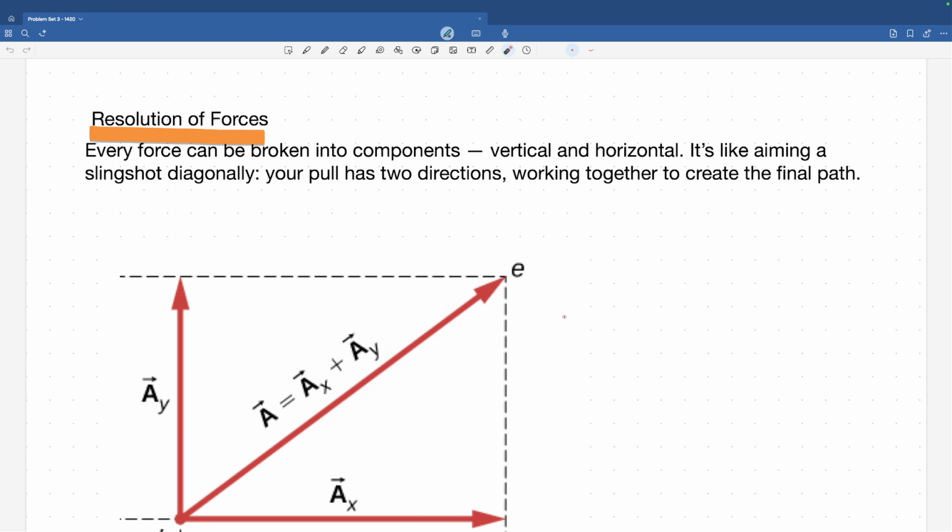Okay? So that kind of explains that any vector, as you can see here, vector A, can be broken up into its x component, which is A sub x, and its y component, which is A sub y. And that's where sine and cosine is going to come in. I'll introduce that later. Okay.